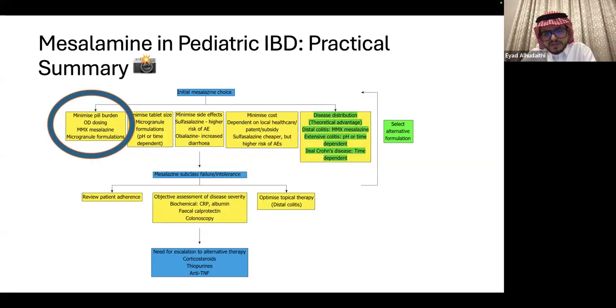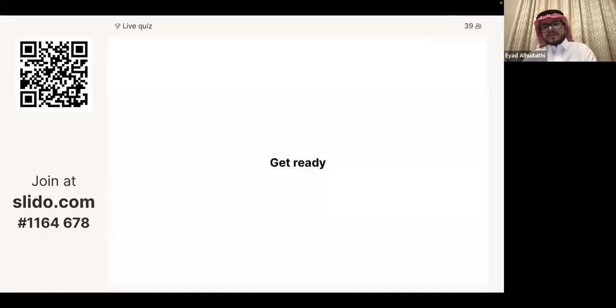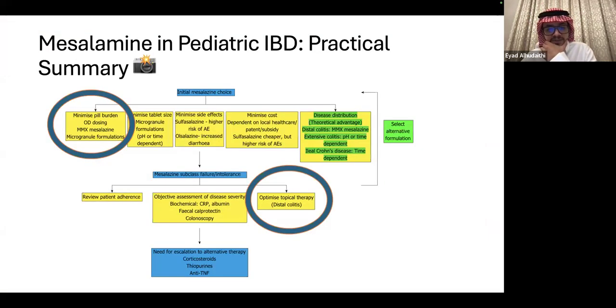We use it usually for distal IBD. And you can note they have the macrogranule formulation. And optimized topical therapy: for distal colitis, you can use the topical therapy, and they have found that if you use combined oral and topical therapy, the outcome is better for controlling the disease. I don't know if we have missed anything else. Yeah, I guess this is the important part.